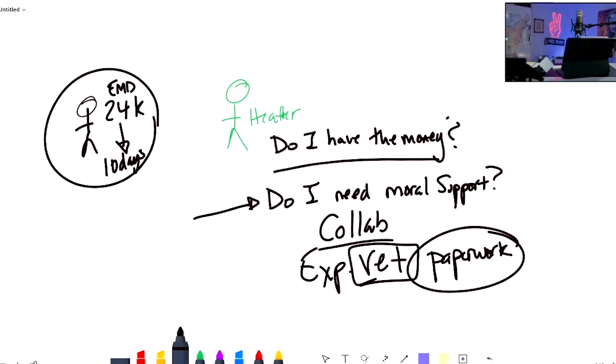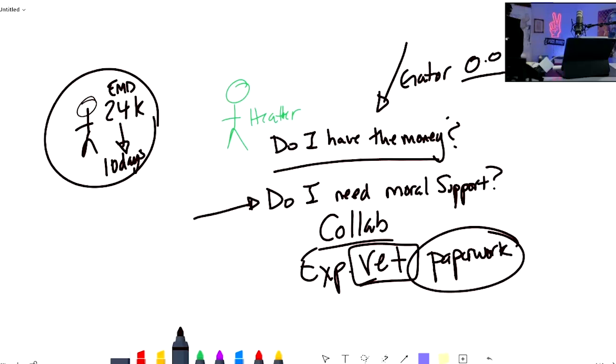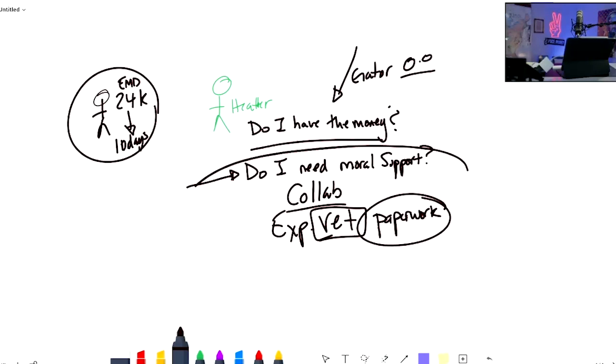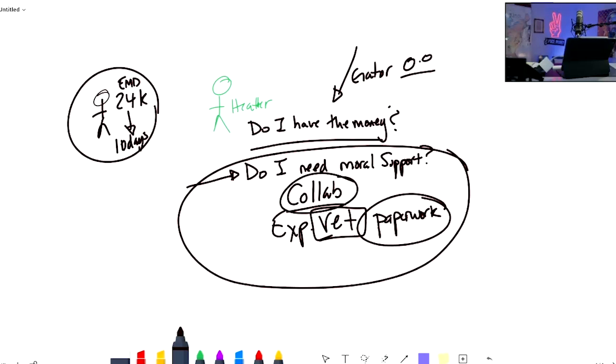This would be Gator 0. It's like ground level. She's wrestling my money into the deal. Heather and I end up splitting the profits somehow, some way. It might be a 50-50 thing. You are Gator 0. You are finding opportunities and using other people's money. That is Gator 0. So if I'm in Gator 0 and I'm starting out, these are the questions I've got to ask. Do I need the moral support? Do I want to collaborate? Do I need somebody else's experience? Do I want to vet?